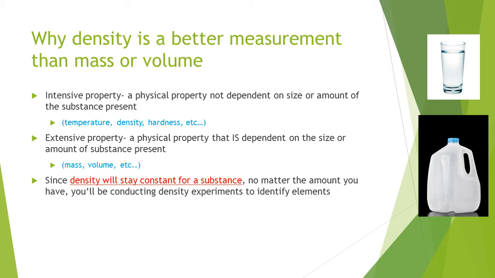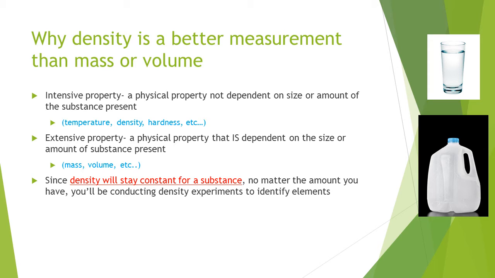The same is true for density. If I have that small amount of water or the large amount of water, they're both going to have the same density if I were to calculate it. On the other hand, an extensive property is a physical property that is dependent on the size or how much of the substance you have. This is true for mass and volume.